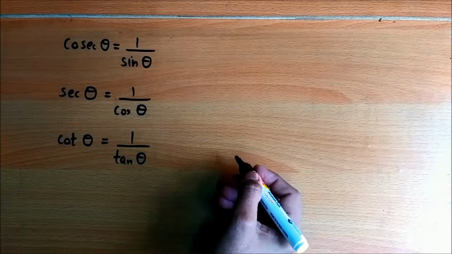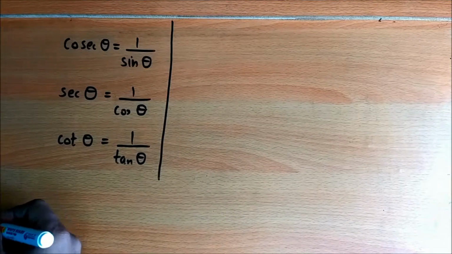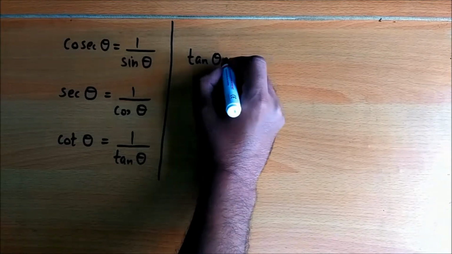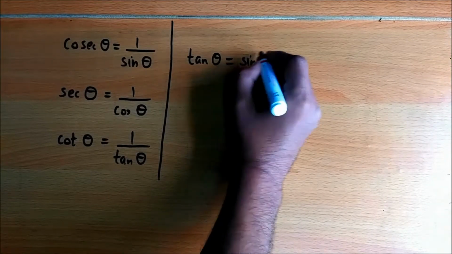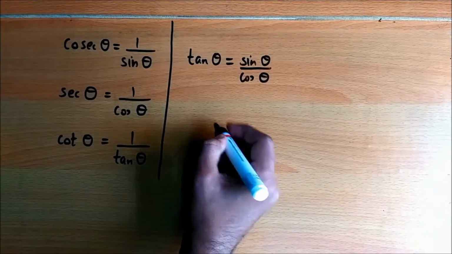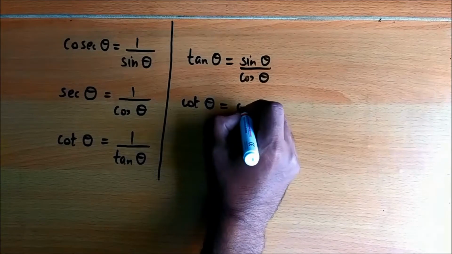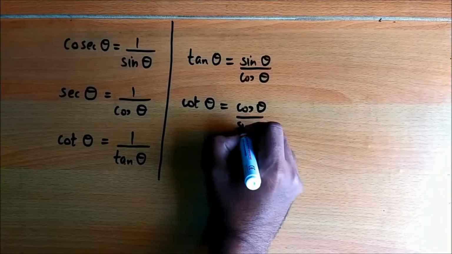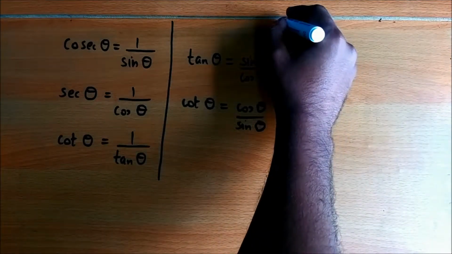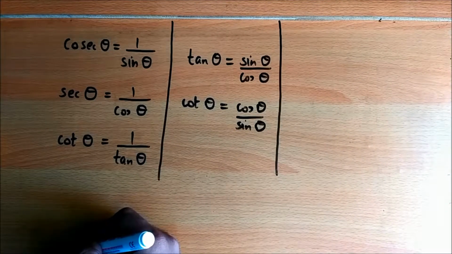Perfect. Now you have a few more relationships. Which are they? I hope these three are clear. Next comes tan theta. Yes, tan theta can also be defined as sin theta upon cos theta. So tan is sin upon cos. And cot theta would be its reciprocal, that is cos theta upon sin theta. So tan is sin by cos, cot is cos by sin. A few more to go. Don't worry, revise them. It's easy.